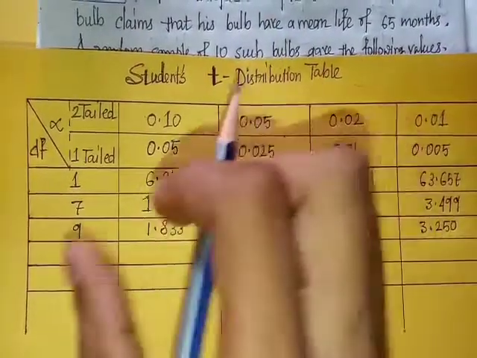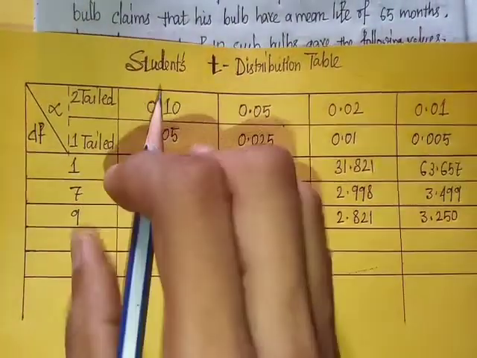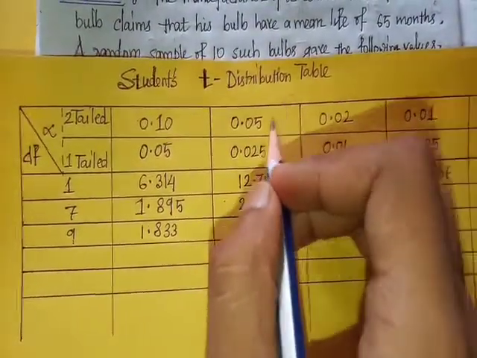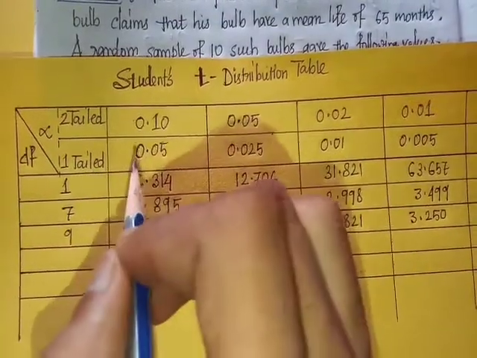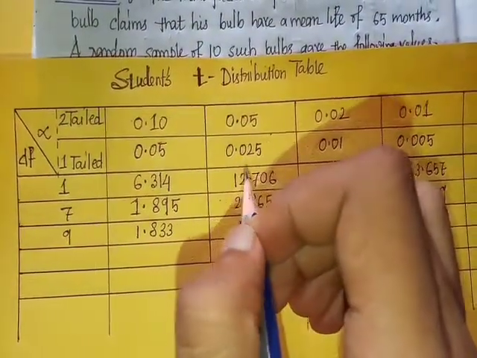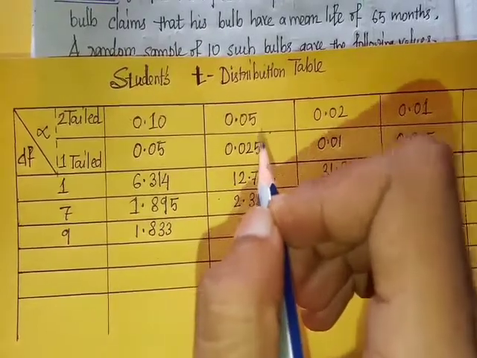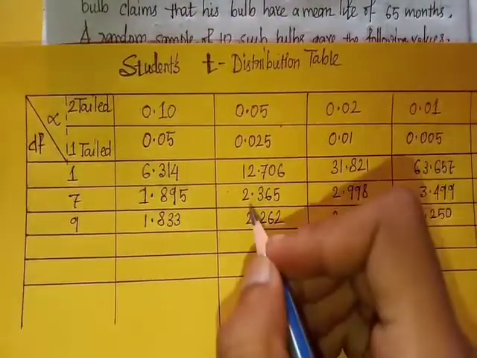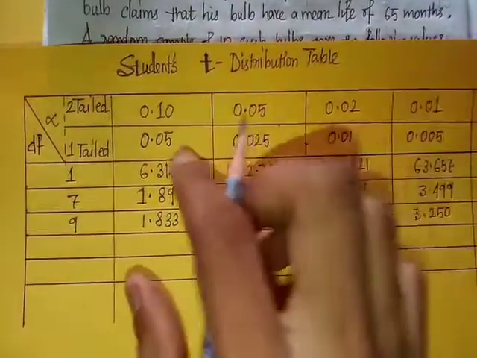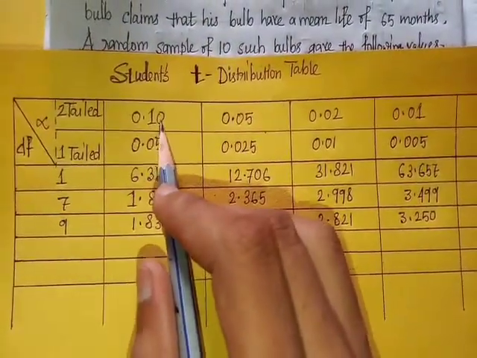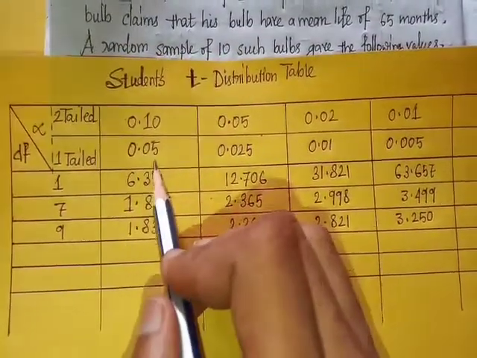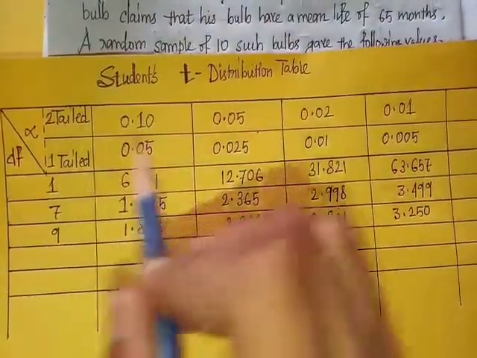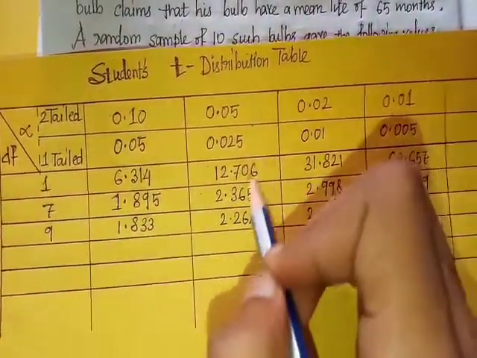Similarly, for 9 degrees of freedom, the value of T for a 2 tail test at 5% level of significance is equal to the value of T for a 1 tail test at 2.5% level of significance. Just half. This means 10% level of significance for a 2 tail test means 5% level of significance for a 1 tail test. 5% level of significance for a 2 tail test means 2.5% level of significance for a 1 tail test.